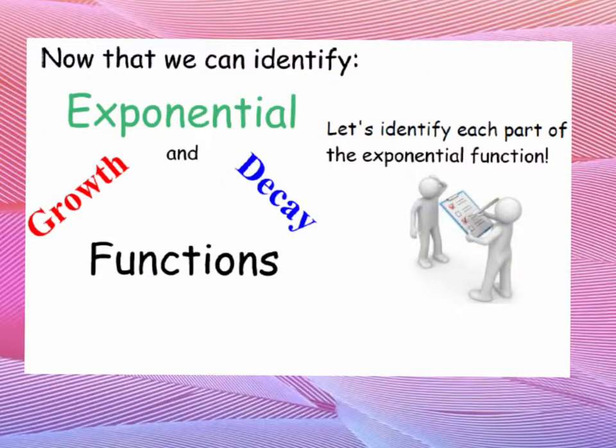So here's a quick recap. Remember, when your b value is greater than 1, your graph will be increasing or growing. And when your b value is between 0 and 1, it's a fraction or a decimal, that means that the graph will be decreasing or decaying. So now that we understand how to read the exponential function, let's go and identify some parts.